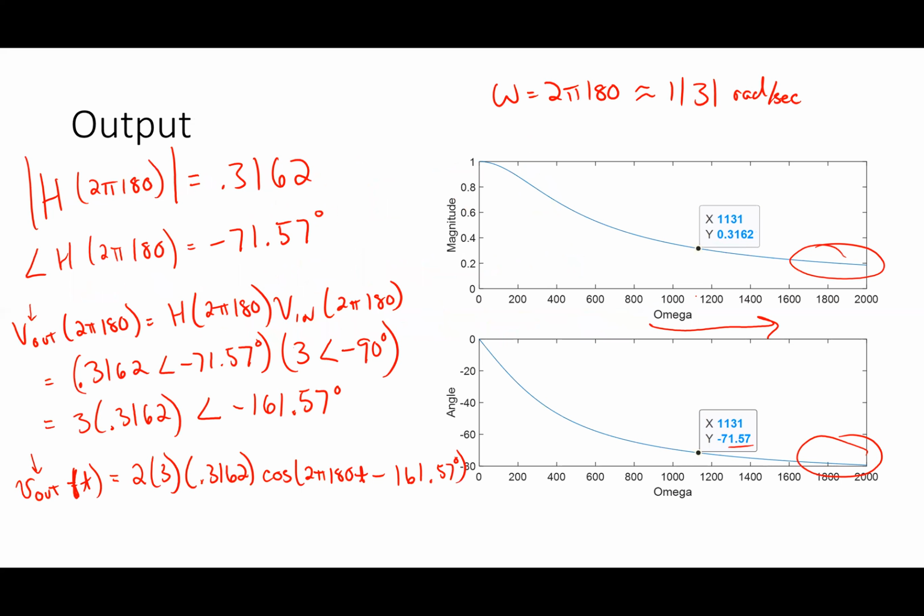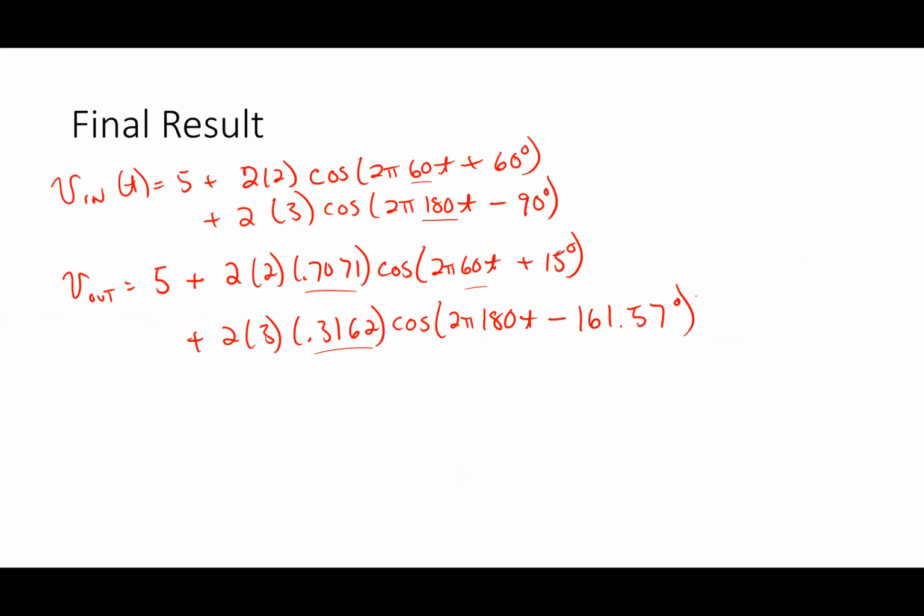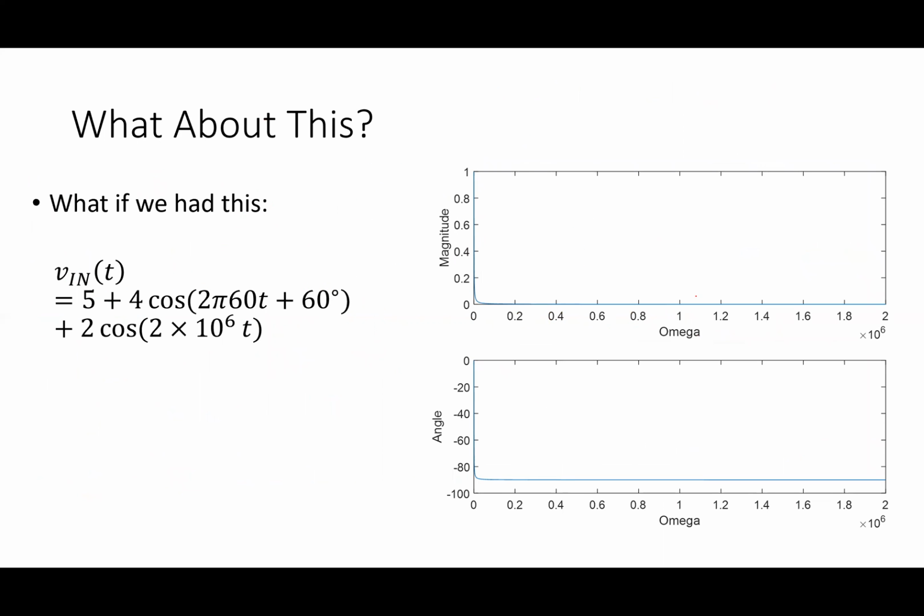Now, this graph is really useful, but the problem I can run into is what happens when I have an input like this. I have one input at 60 hertz, and another one at 2 million radians per second. That's actually pretty common to have waveforms like that. We see it a lot when we look at, let's say, a solar converter, when we're trying to interface a solar panel to the grid, or when we're trying to drive a motor. We see this type of thing all the time.